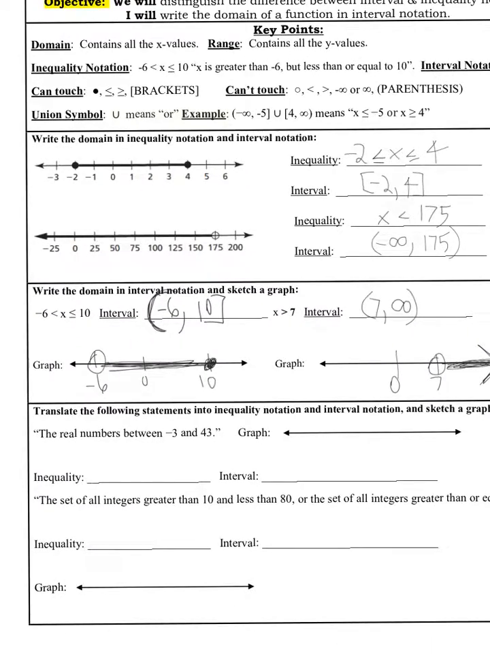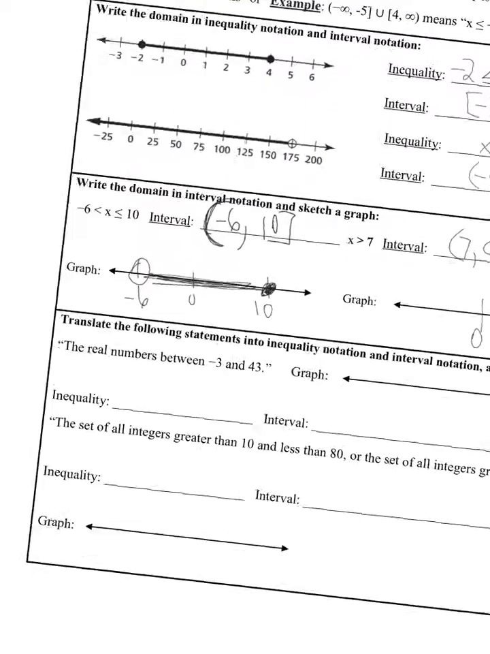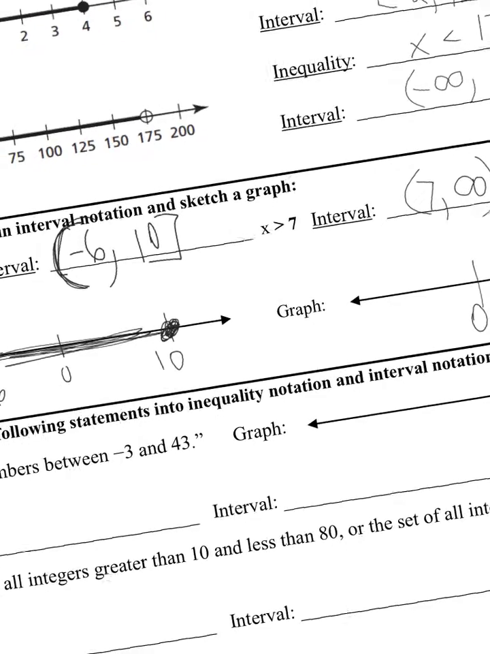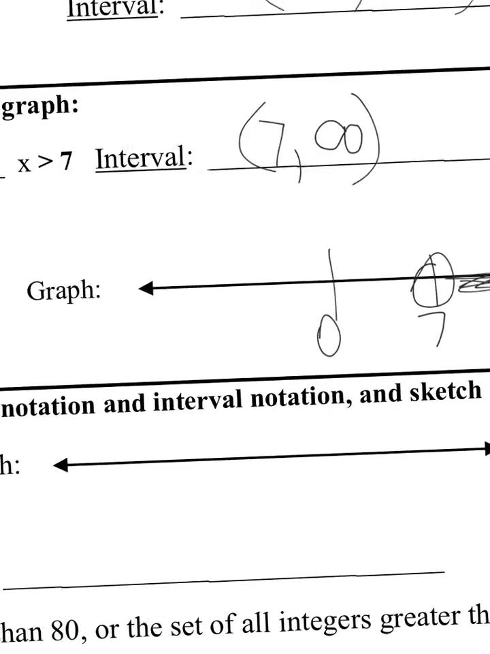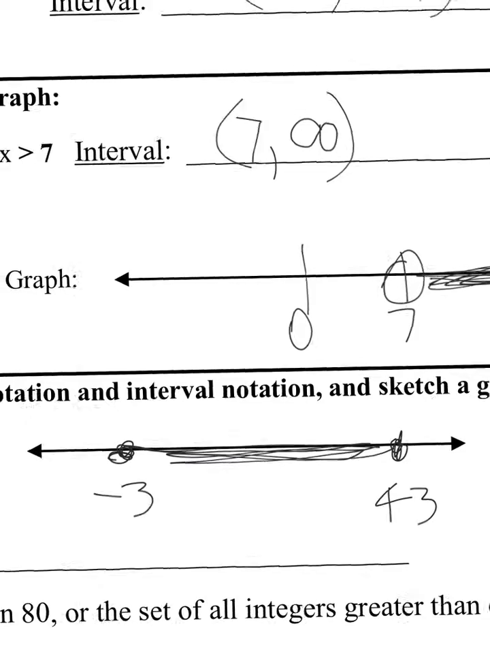Now, this next section, translate the following statements into inequality notation and interval notation and sketch a graph. Alright, the real numbers between -3 and 43. It didn't say anything like greater than -3 and less than 43, so you're going to assume they're included. So I'm just going to go with -3 and 43, and then I'll shade in.